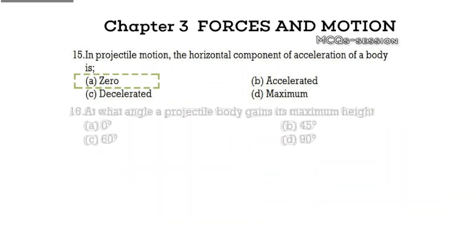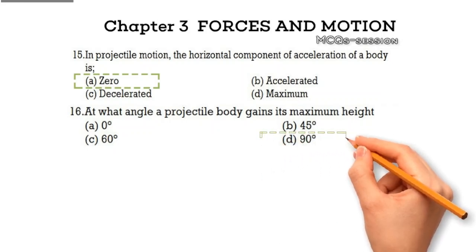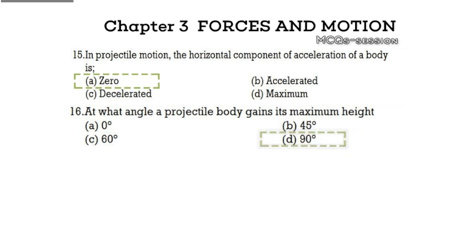Question 16. At what angle does a projectile reach its maximum height? Options: B. 45 degrees, C. 60 degrees, D. 90 degrees. Pause the video and take a guess. The correct answer is D. 90 degrees. Explanation: a vertical launch at 90 degrees maximizes the projectile's height, as all velocity is directed upward.